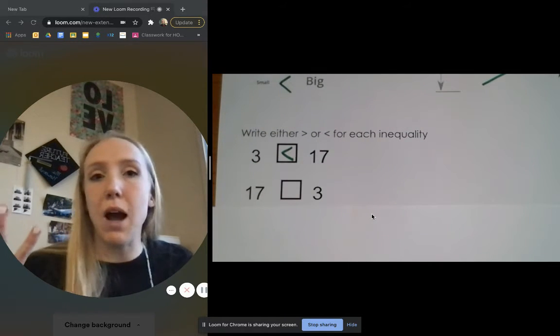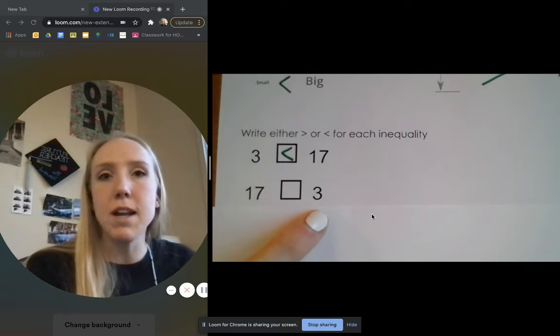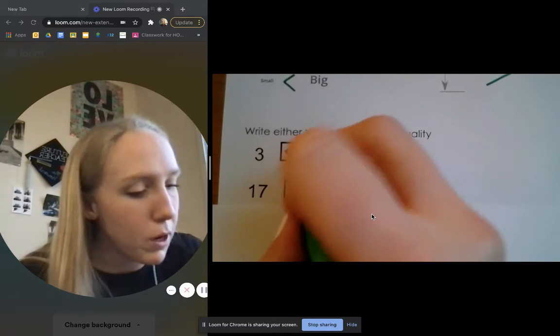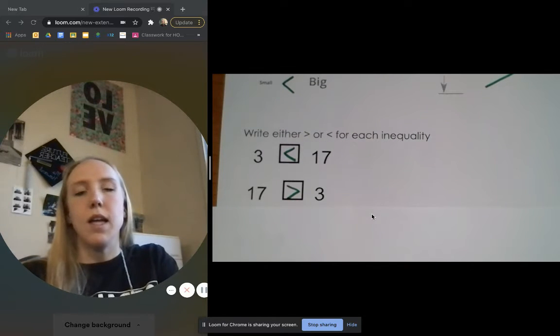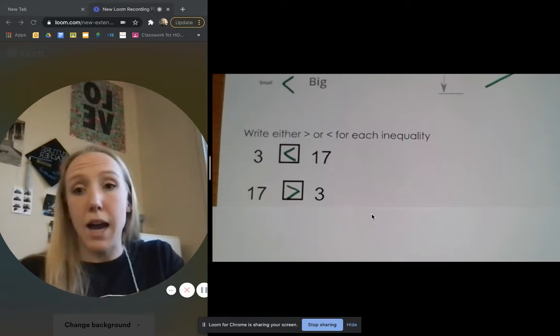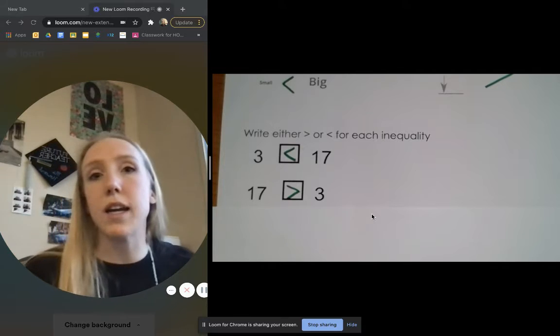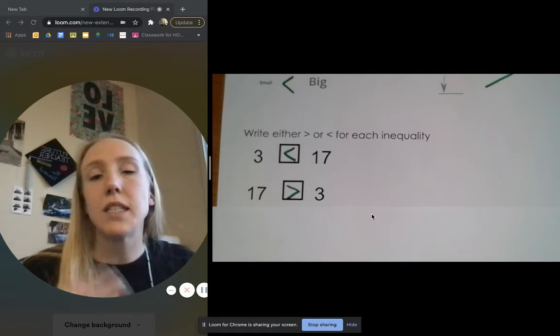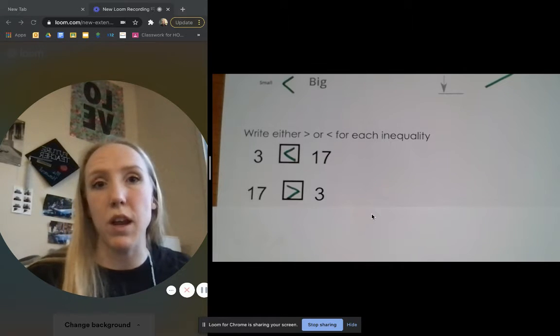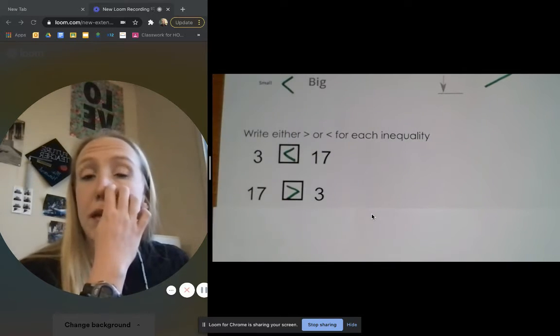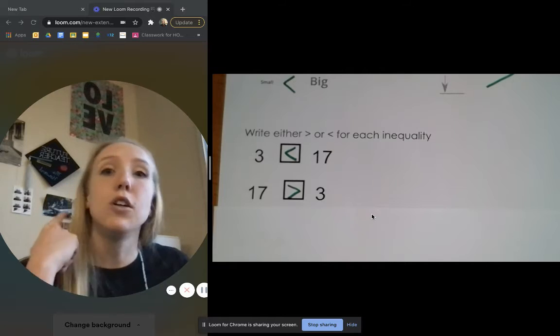Now, if it's flipped around, 17 is greater than 3, then we just flip the symbol. The big part of the symbol goes to the 3. Okay? Now, sometimes we're not going to have just straight up numbers. Sometimes it's going to be words that we have to translate, and it might have a variable with it. And we can just do the same thing. We just have to remember, is it less than or greater than?